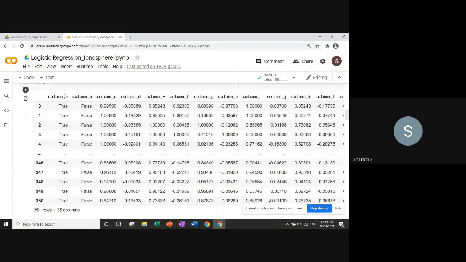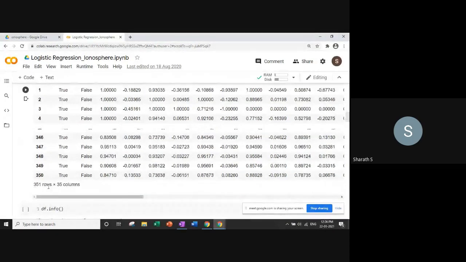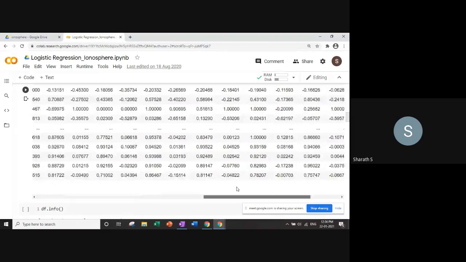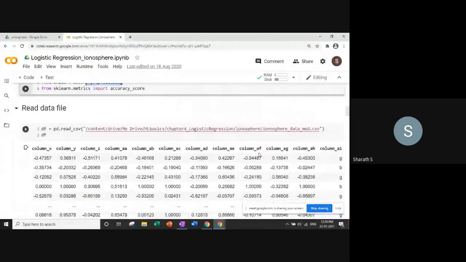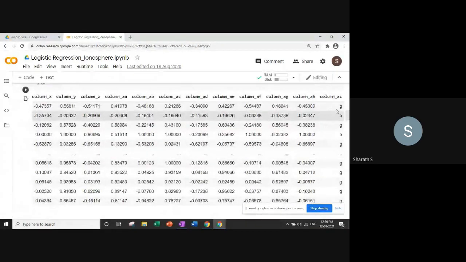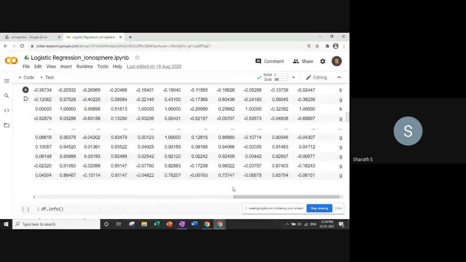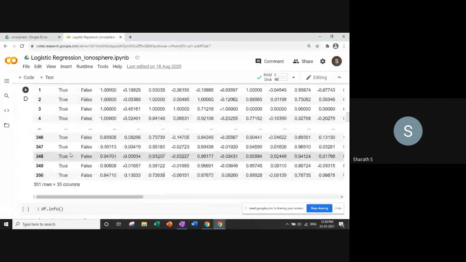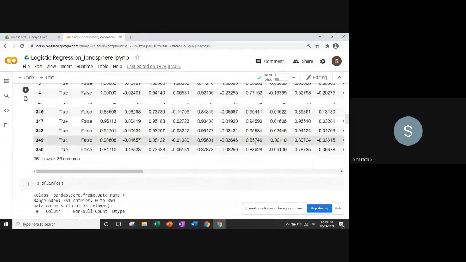So you have something they are labeled as columns. So there are column A, B, C, D, and so on. I think you can see here there are 351 rows and 35 columns. So there are 350 radar experiments that were done, and 35 columns, and the last column is G and B, which means good radar return versus bad radar return. So that is what is there. That is what you want to classify. That is your Y variable, and all the other things are X variables.